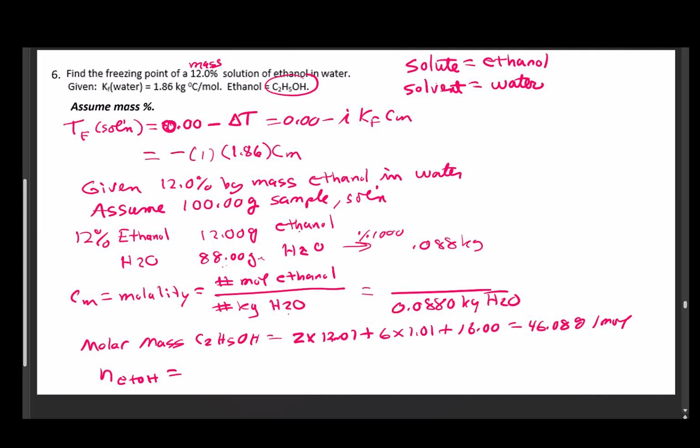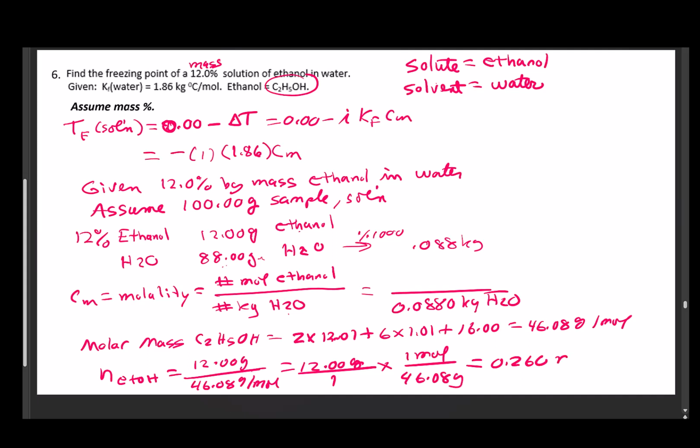So the number of moles of ethanol, I'll use EtOH here as my symbol for ethanol, is computed by taking the mass, 12 grams, over the molar mass, the algorithm way. Or you could use dimensional analysis, 12 grams over 1 times 1 mole of ethanol per 46.08 grams of ethanol. 12 divided by 46.08 is 0.260. It's our number of moles. So we put that in here.